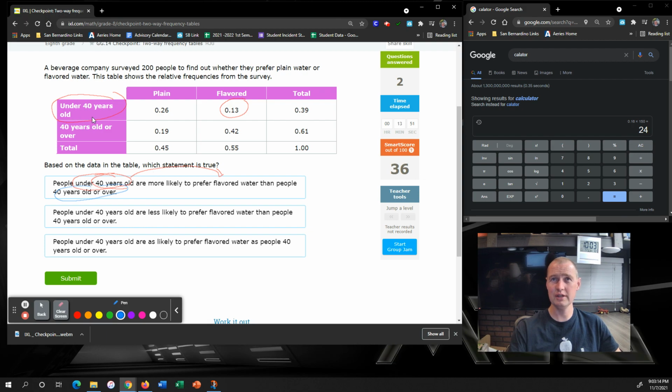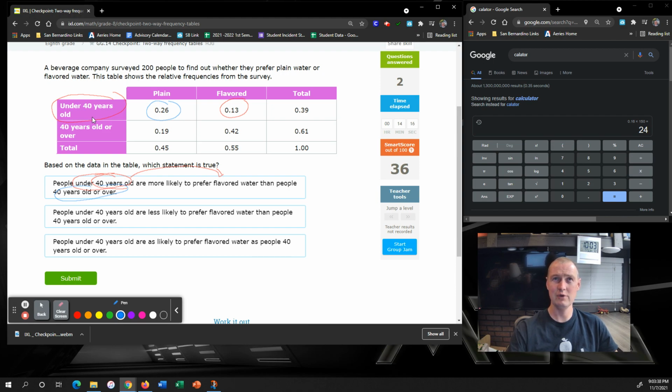So under 40, they'd rather have the flavored water. But according to this, it says under 40, looks like the plain water is a larger number by exactly double. So that's the part that's confusing me, because this isn't making sense. And when it doesn't make sense, it's a no-go. So check in one more time.